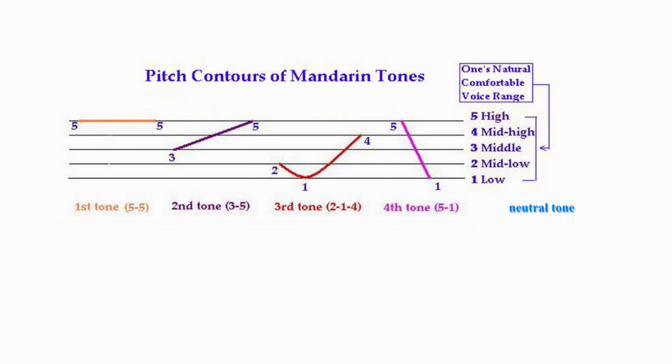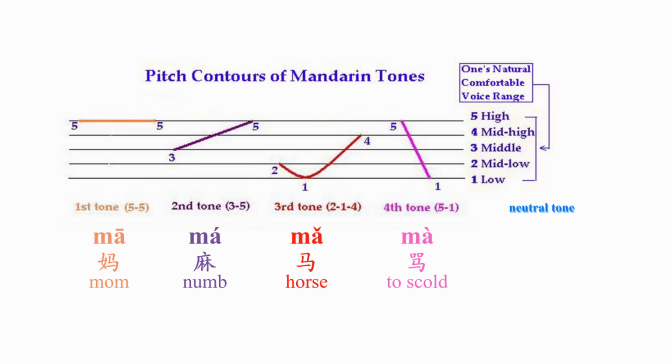Let's take the sound ma as an example. In Chinese, you can say this syllable in five different ways. Mā means mom. Má means numb. Mǎ means horse. Mà means to scold. And ma is a question particle. See? Same sound, five completely different meanings.